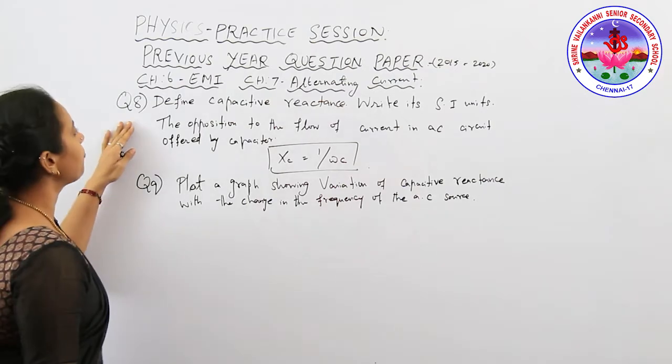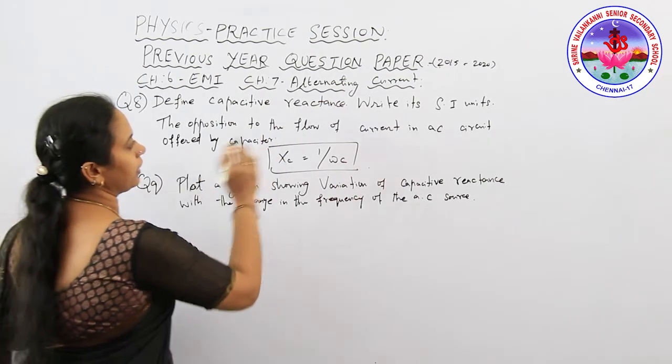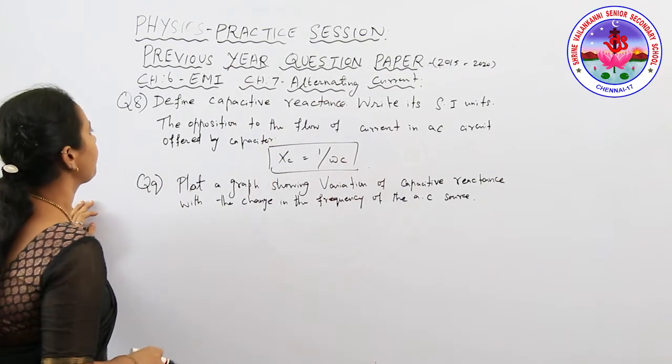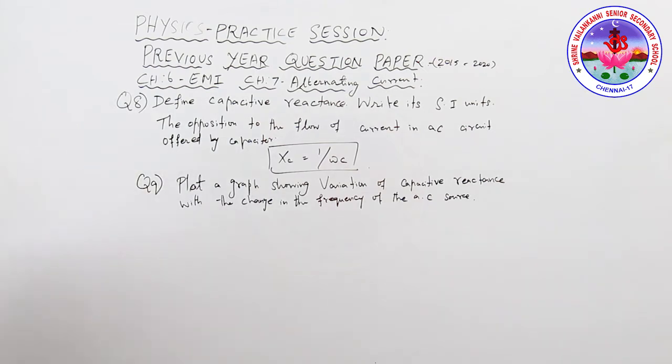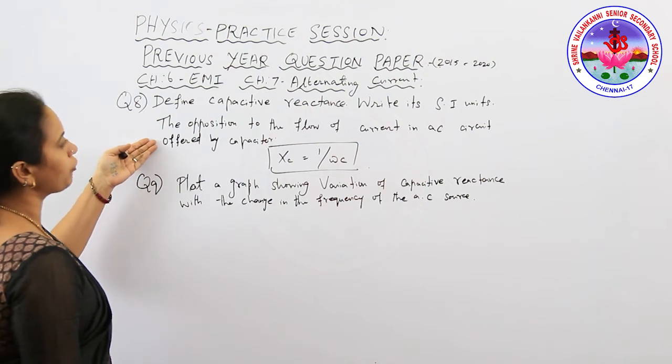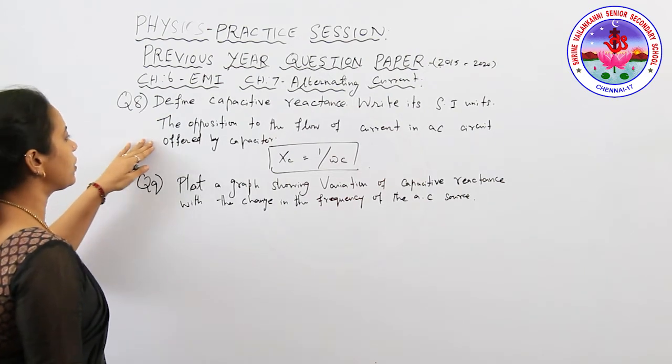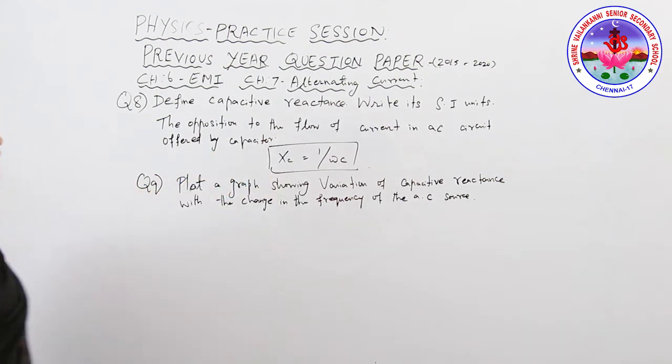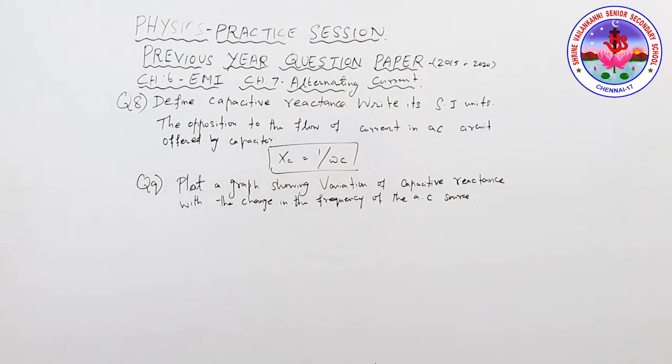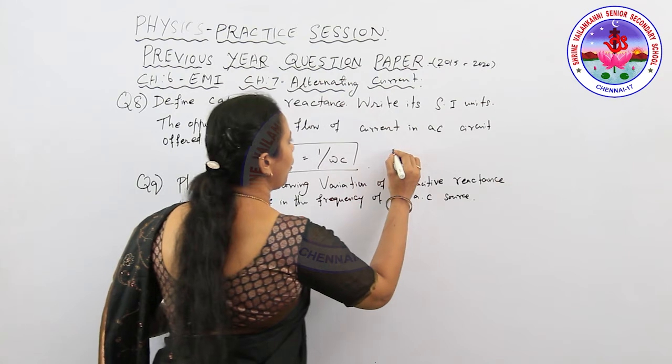The next question: define capacitive reactance and write its SI unit. See, we can say that capacitive reactance is the opposition to the flow of current in an AC circuit offered by the capacitor. XC is equal to 1 by omega C. And the SI unit, we can say, is ohm.